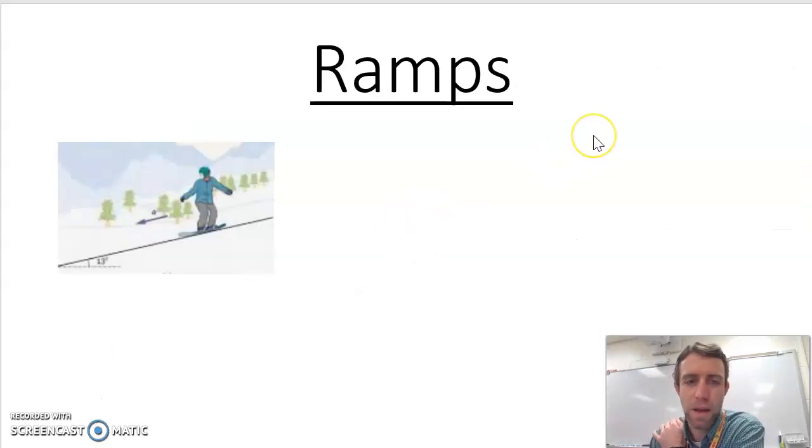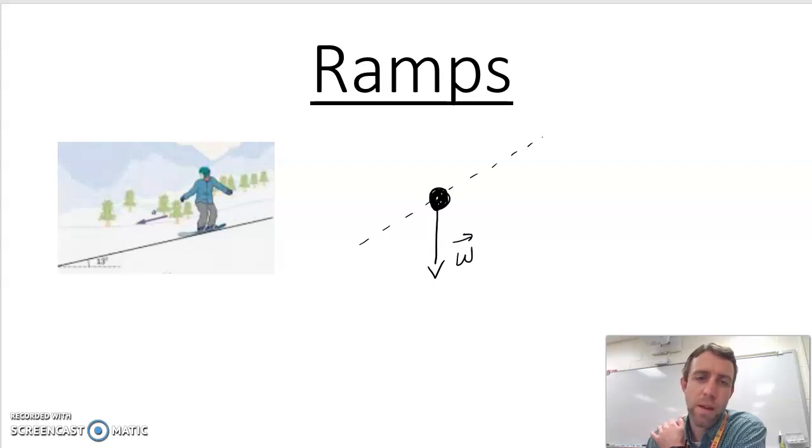All right, let's look at ramps. If we've got any snowboarders in the house, heading down this 13-degree hill, not all that steep, right? And a free body diagram for this. Now, I'm going to draw the dot, and I'm going to put a dotted line to show the steepness of the hill. I know that's not exactly the same, but that's okay. We have the weight force still going down. That always goes straight down.